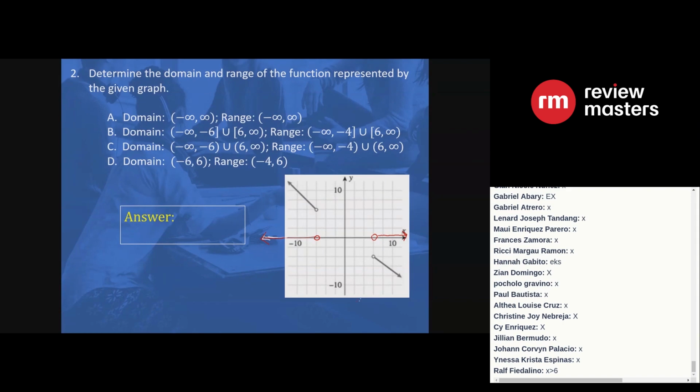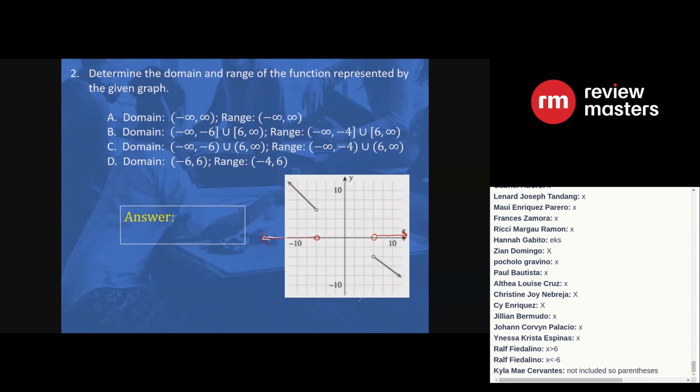So that means your domain is this set. The set negative infinity to -6, excluding -6. Union from 6 to positive infinity, excluding +6. Yes, that's correct, Ralph. X greater than 6, x less than -6, but you have to combine those two sets.